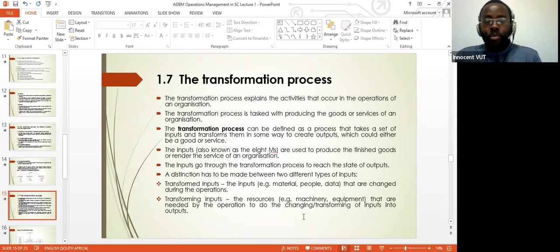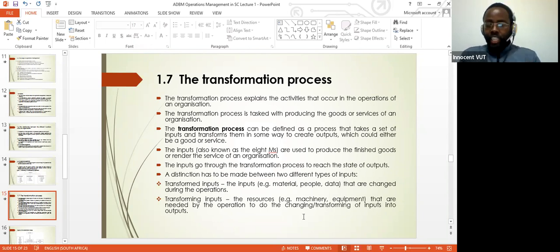A distinction has to be made between two different types of inputs. We have transformed inputs: the inputs, e.g., material, people, and data, that are changed during the operations. The transformed inputs are changed during the operations. And then we also have transforming inputs, which are the resources, e.g., machinery and equipment. These are needed by the operation to do the changing of inputs into outputs.